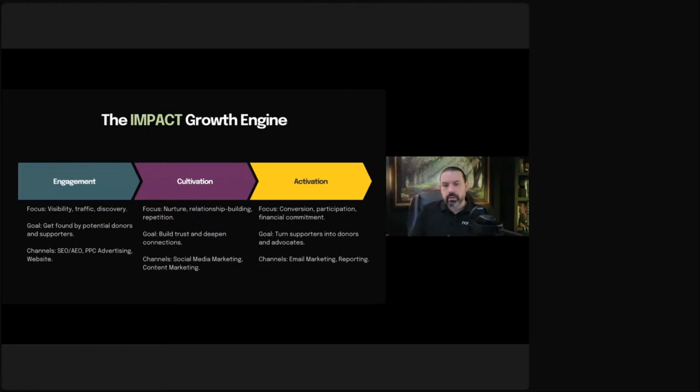And in the final phase, it's activation. This is where you focus on converting those relationships, getting them to participate, getting them to make financial commitments. We're turning supporters into donors and advocates, and we're doing that through email marketing and very, very close reporting. Now, some people say, is email marketing the only way to activate? No, you can do that through social, content, SEO, and PPC, but because those tracks are already laid, email becomes your call to action.